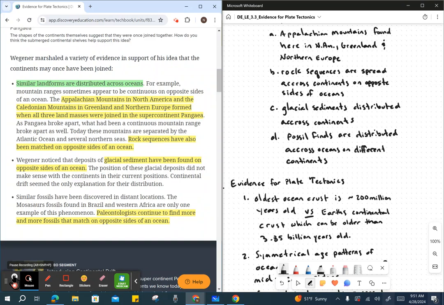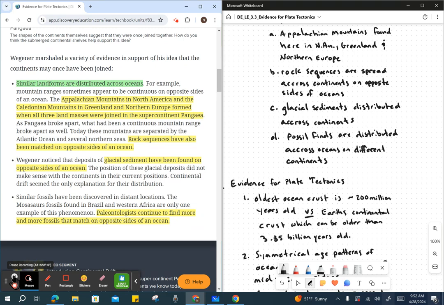Another thing that is mentioned is glacial sediments are distributed across continents. Sometimes when you take a look at a continent, it doesn't make sense. Why do we see evidence of glaciation at that particular spot? It doesn't make sense until you actually put the other pieces of the continents together. And then it makes sense. You can see the complete glacial field spread across different continents.